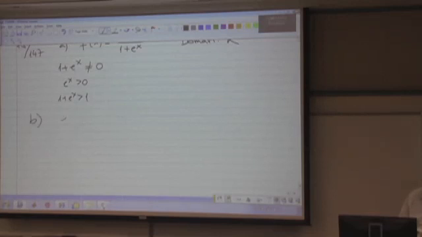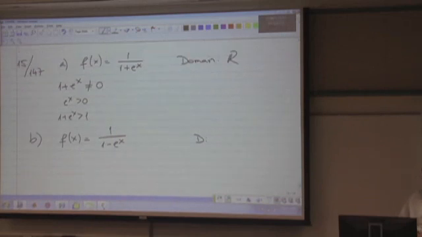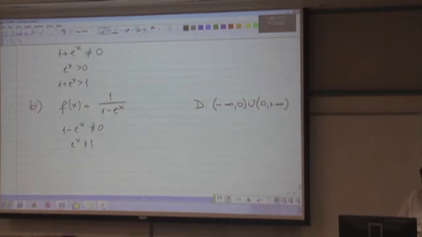Alright, how about part B? f of x equals 1 over 1 minus e to the x. Everything except 0. Why everything except 0? 1 minus e to the x cannot equal 0, which means e to the x cannot equal 1, which means x cannot equal 0. Right?